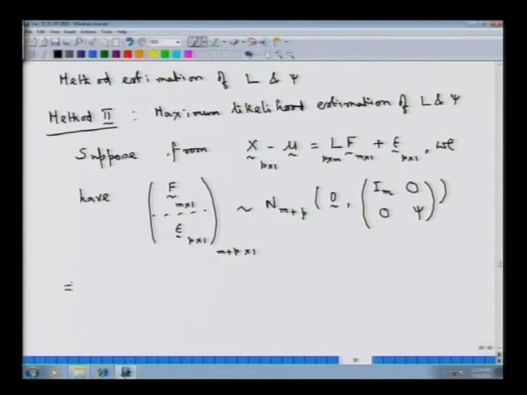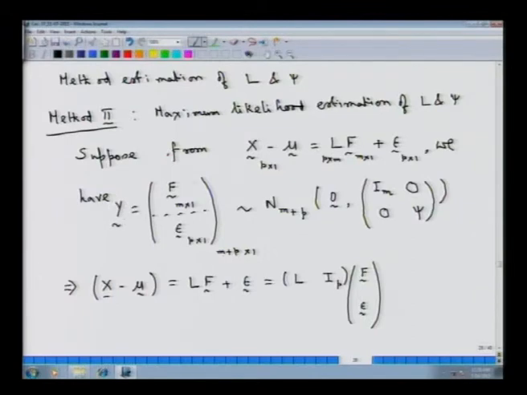Now, this would imply that x minus mu, which is LF plus epsilon, can be written as L times an identity matrix of order p, multiplied by this random vector, f and epsilon. If you multiply this, what we are going to get is LF plus the epsilon vector.